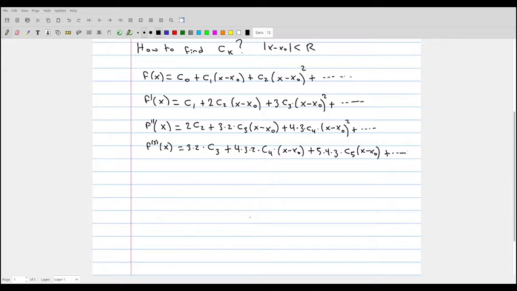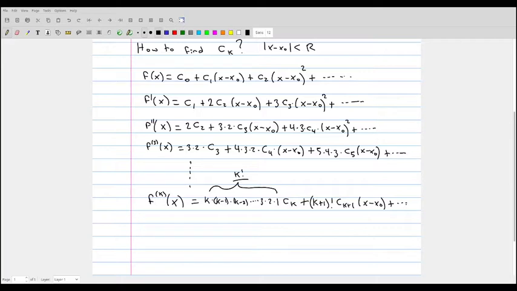So in general, what we're seeing here is that the kth derivative of this expression, if we can take that many derivatives of f, is going to be equal to k times k minus 1 times k minus 2 all the way down to 1 times ck, which by the way is just k factorial times ck, plus k plus 1 factorial times ck plus 1 times x minus x naught plus all of the higher order terms that we have in this series expansion.